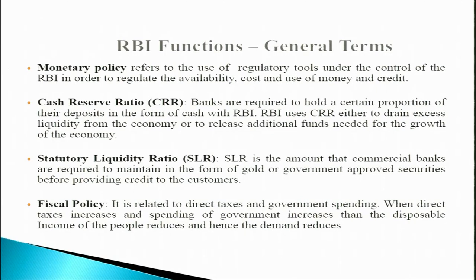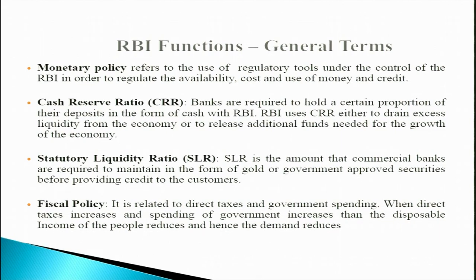Statutory liquidity ratio, SLR, is the amount that commercial banks are required to maintain in the form of gold or government-approved securities before providing credit to customers. So CRR and SLR are basically to maintain the financial health of a bank, because if banks do not have enough cash or enough resources, then they should not continue with their business, because if they don't have money, then this is not good for anyone.